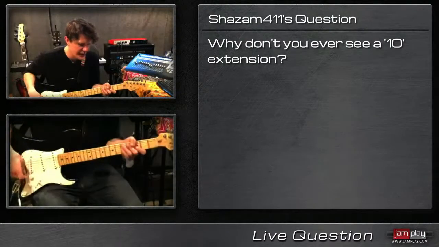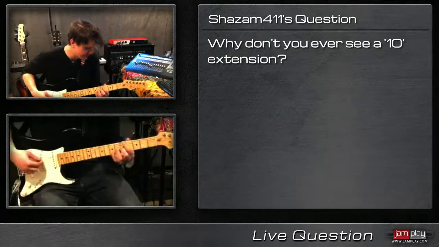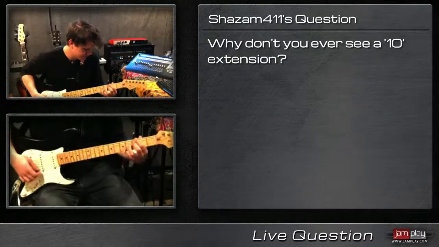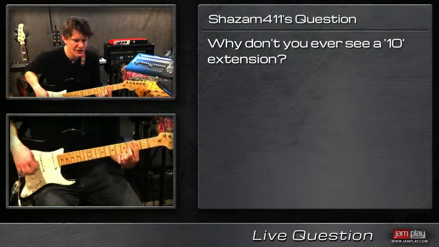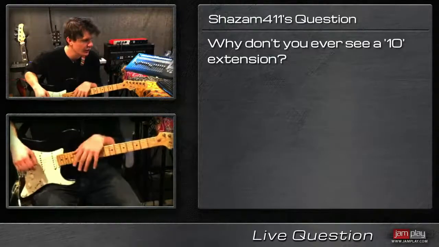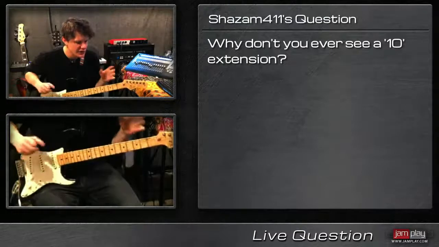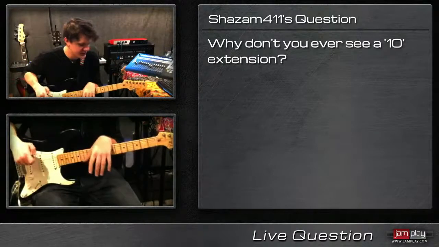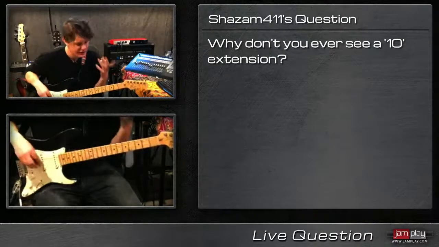If I was playing a G9 chord, a G dominant 9 chord, with this 9 in the top voicing, I wouldn't really say a G9, 10 because the major third is already implied by the dominant chord. So for the most part, we wouldn't really use a 10 as an extension.